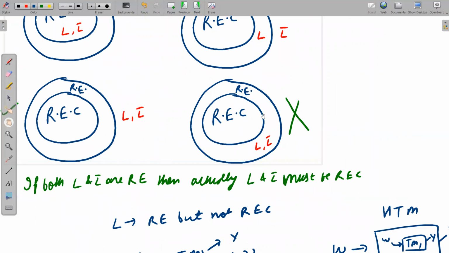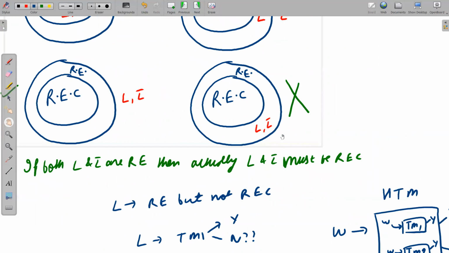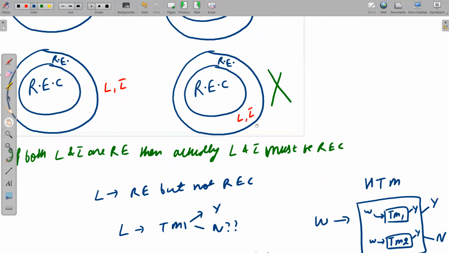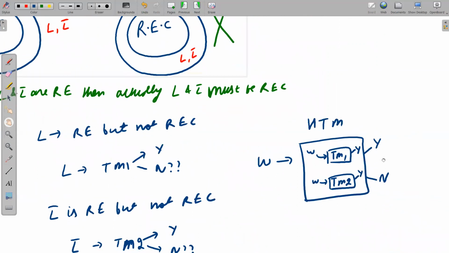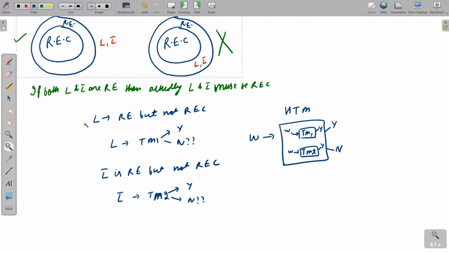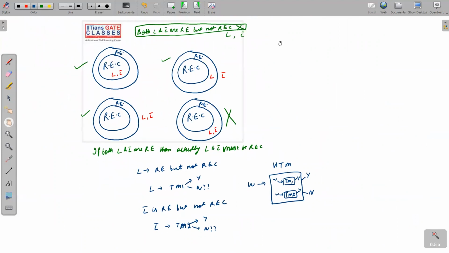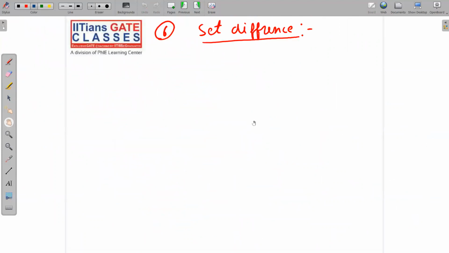Because if L and L bar are both RE, then intuitively for L we have a Turing machine, and for L bar we have a Turing machine. Now, if Turing machine 1 says yes, then you will say yes. If Turing machine 2 says yes, then you will say no. That's it. I hope I have made the point clear to all of you. Let me put everything on one slide so that you can note it down carefully. Now I'm jumping to the next slide.